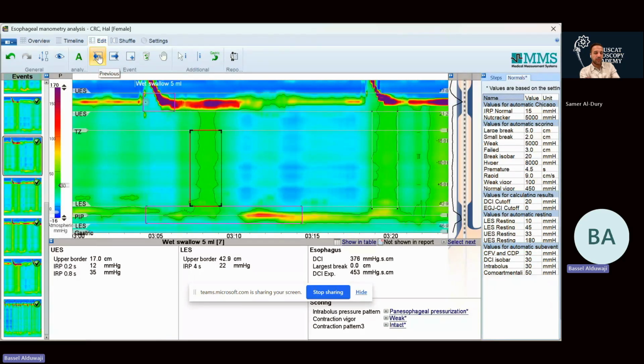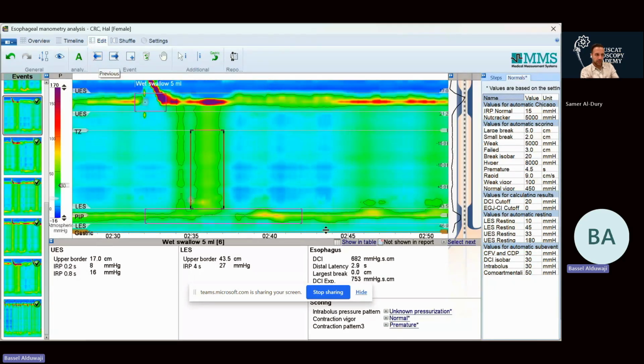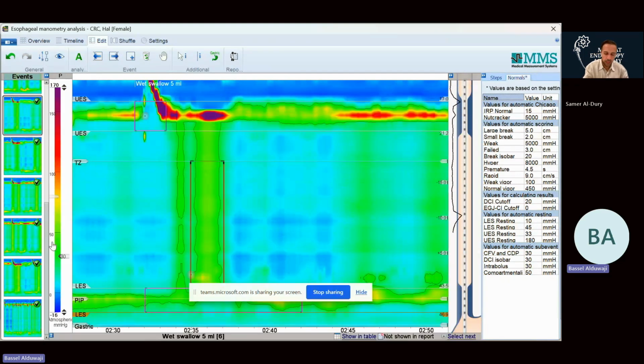Okay, so again, just to focus on the point about measuring the IRB, to make sure that this last channel is in the stomach. We have to make sure that it is in the stomach, because if it is very close to the LES, maybe it will give a normal value, which is wrong.